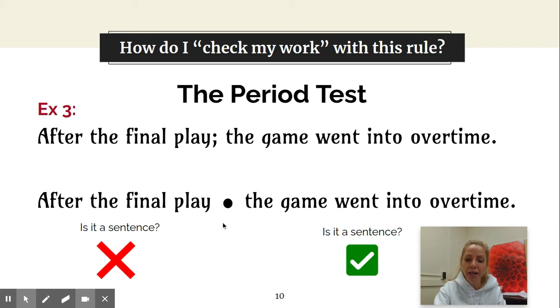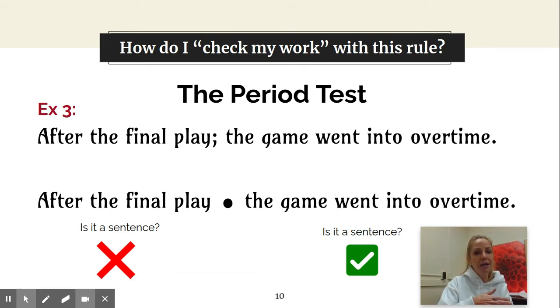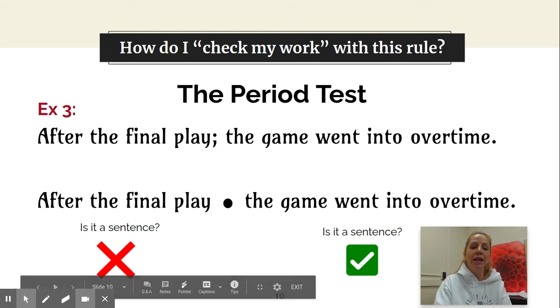So that's the period test to check in your own writing. If you have two complete sentences, you can combine them with a semicolon if they're closely related, all right? So that is semicolon use number 1. If you don't understand anything, go ahead and rewind. If you missed something, go ahead and go back and pause, and then get ready for semicolon use number 2.